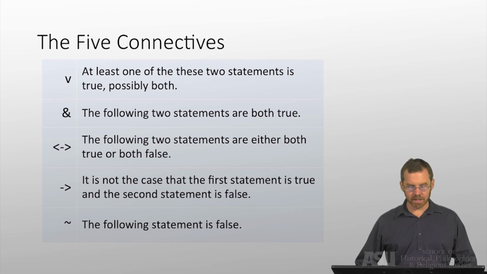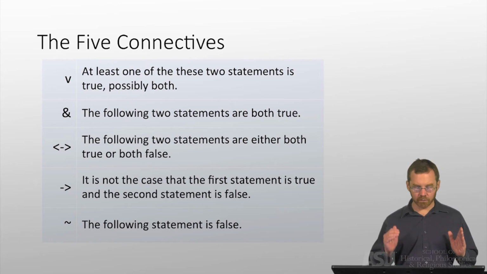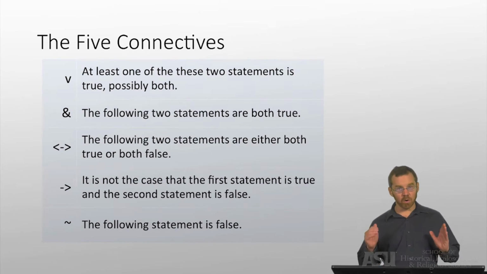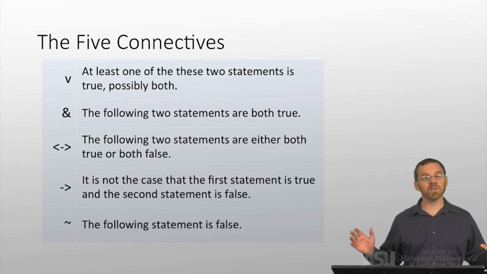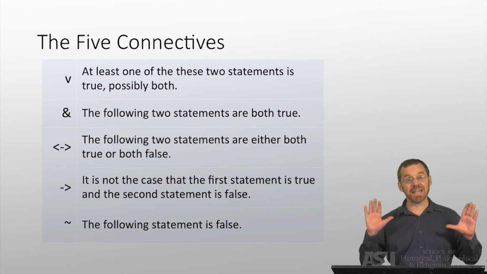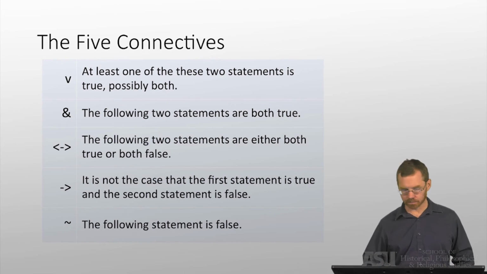Wedge: at least one of these 2 statements is true, possibly both. Ampersand: the following 2 statements are both true. Biconditional, or material biconditional: the following 2 statements are either both true or both false. Conditional, or material conditional: it is not the case that the first statement is true and the second statement is false. Tilde: the following statement is false. Those are the 5 connectives. With those, you can actually express any truth function.